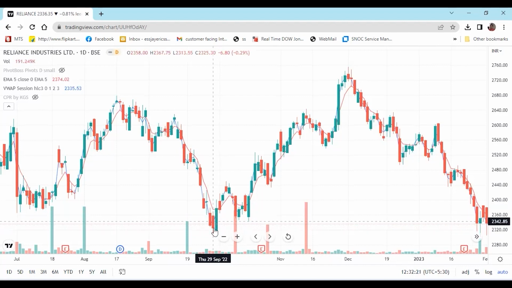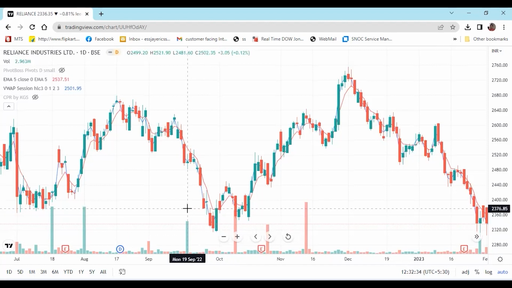So that means that the sellers are not present over here. There are very few sellers. Even a small number of buyers has put the market up. So this gives you a very good indication to go long over here. Why? Because there are two things.